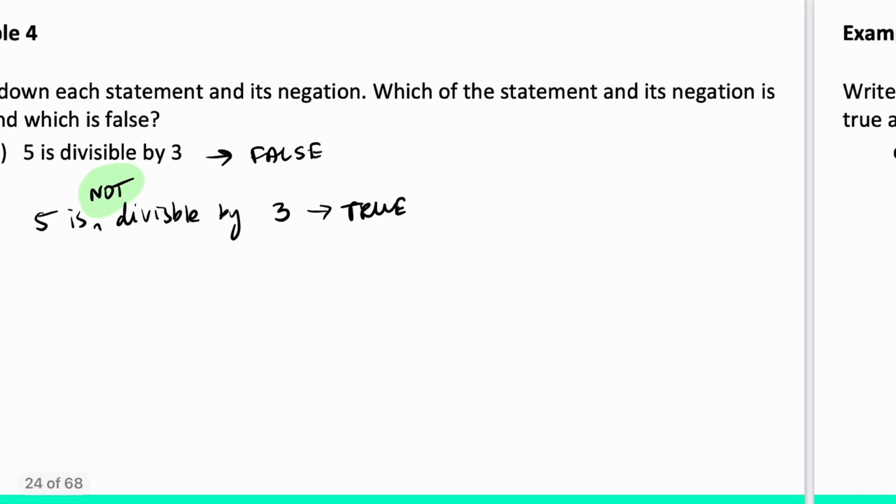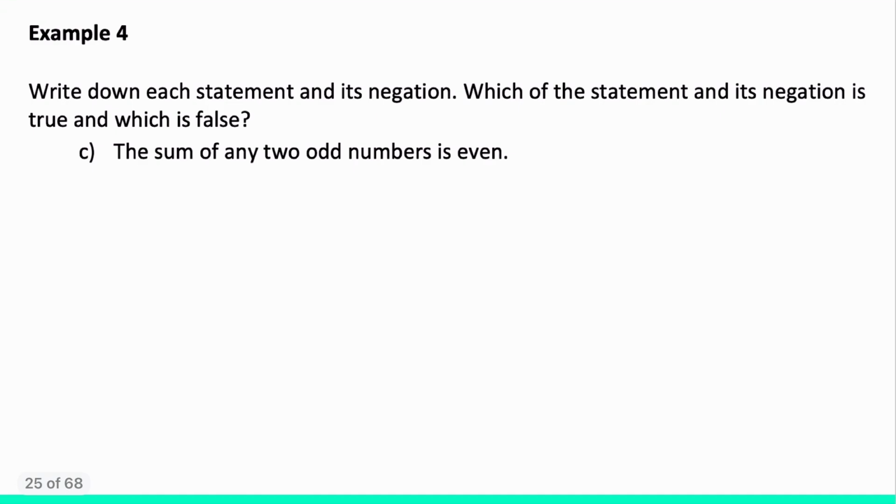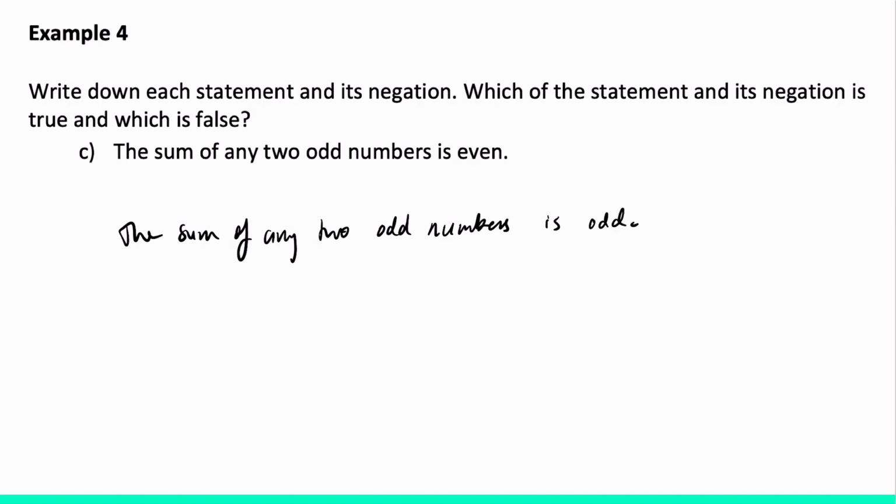Okay, next one. The sum of any two numbers is even. This time, we can say the sum of any two numbers is not even, but because in maths there's only two options, you're either even or odd, we can actually change this to say the sum of any two numbers is, either you can say not even, or you can just go ahead and say odd, because that's the opposite of it. Now, the sum of any two numbers is even, that would be true, and this one would be false.